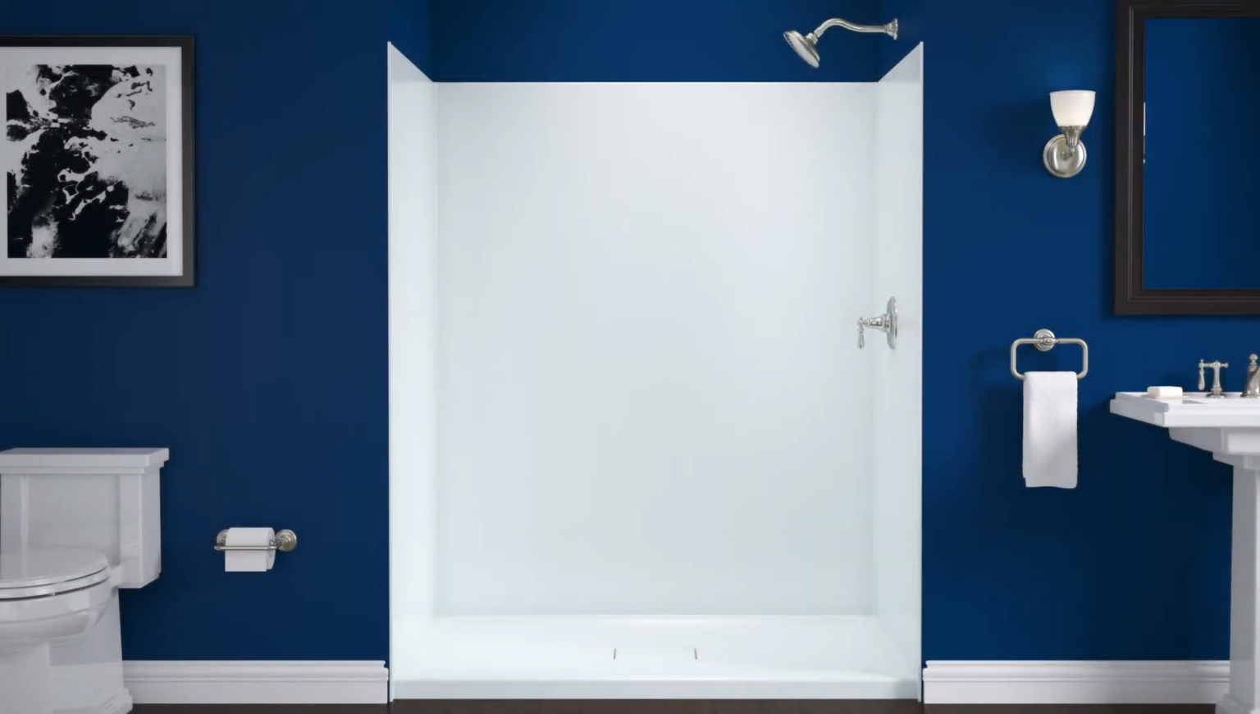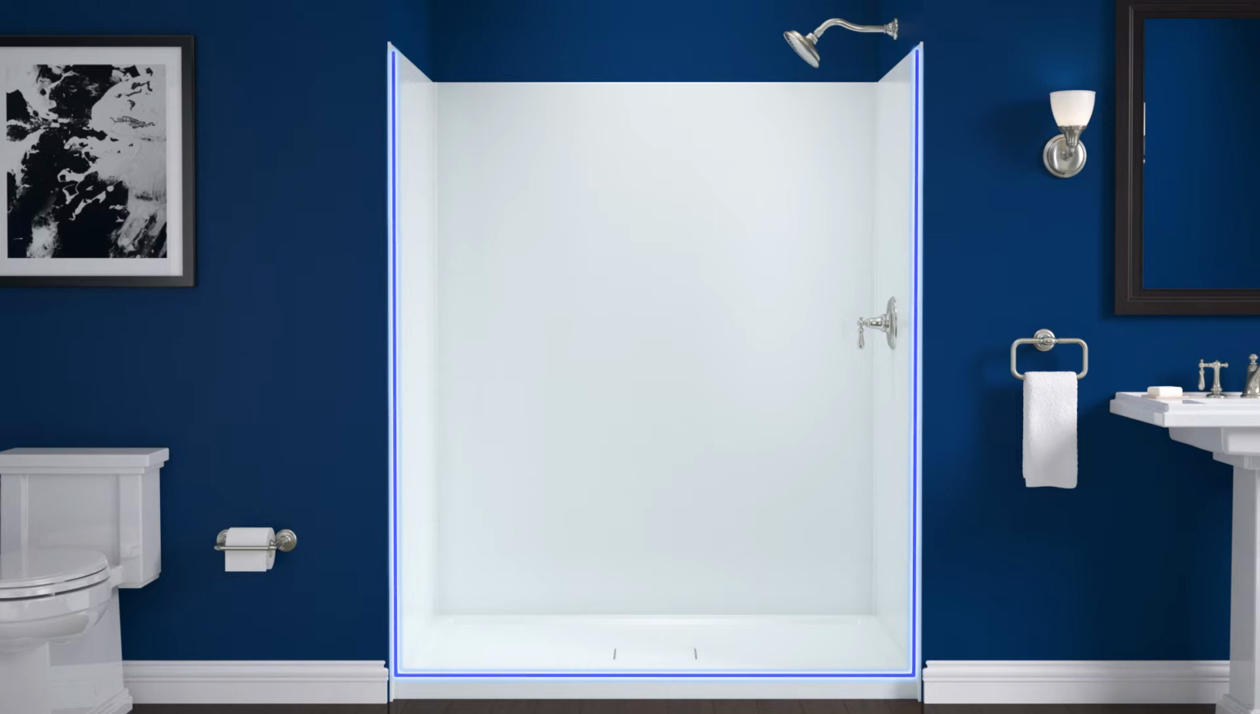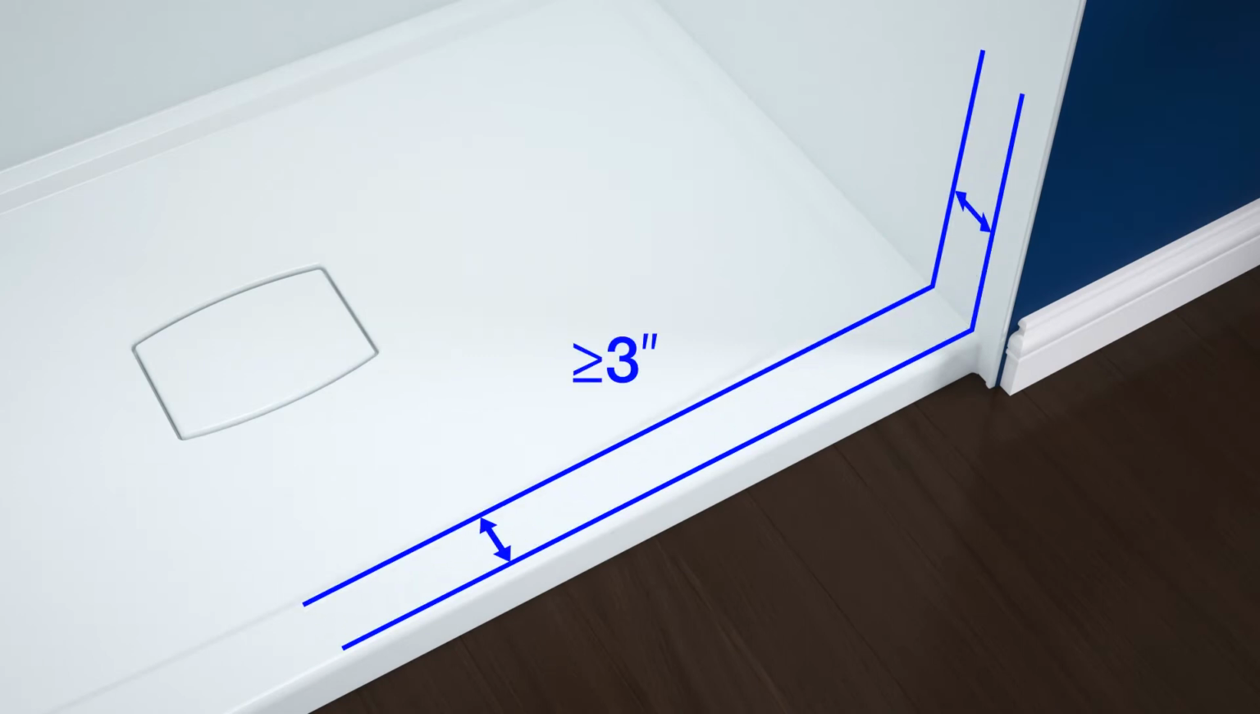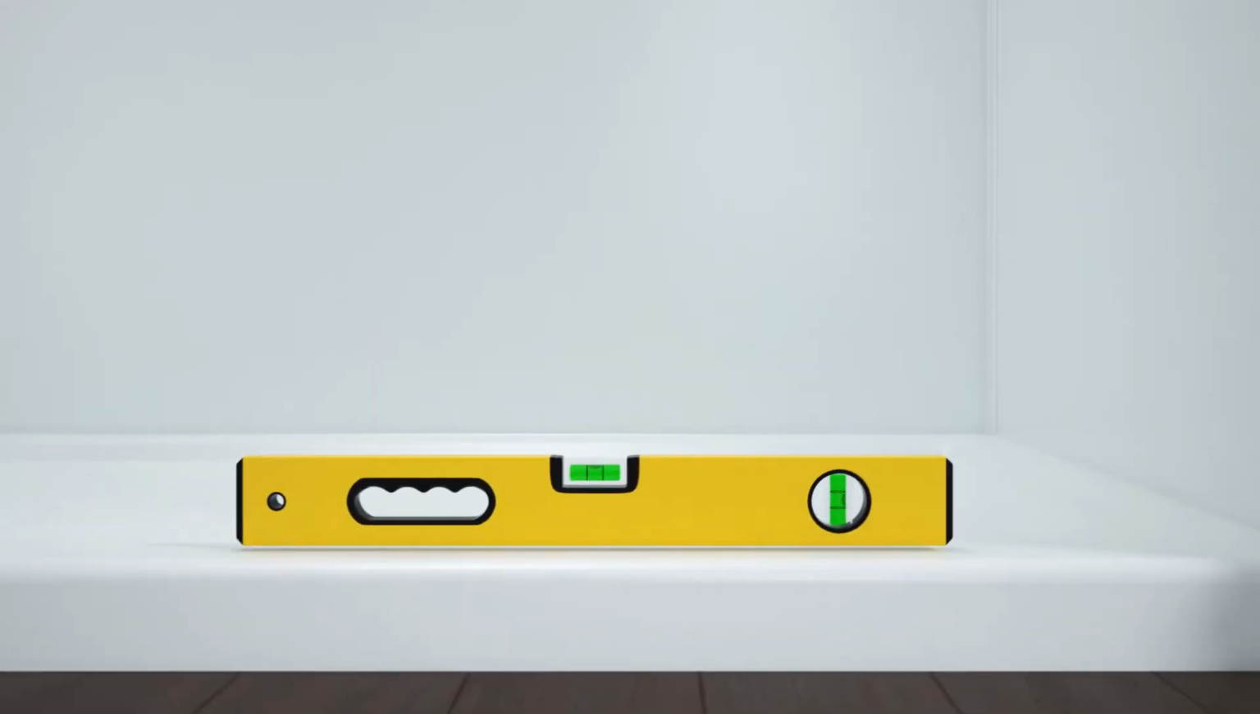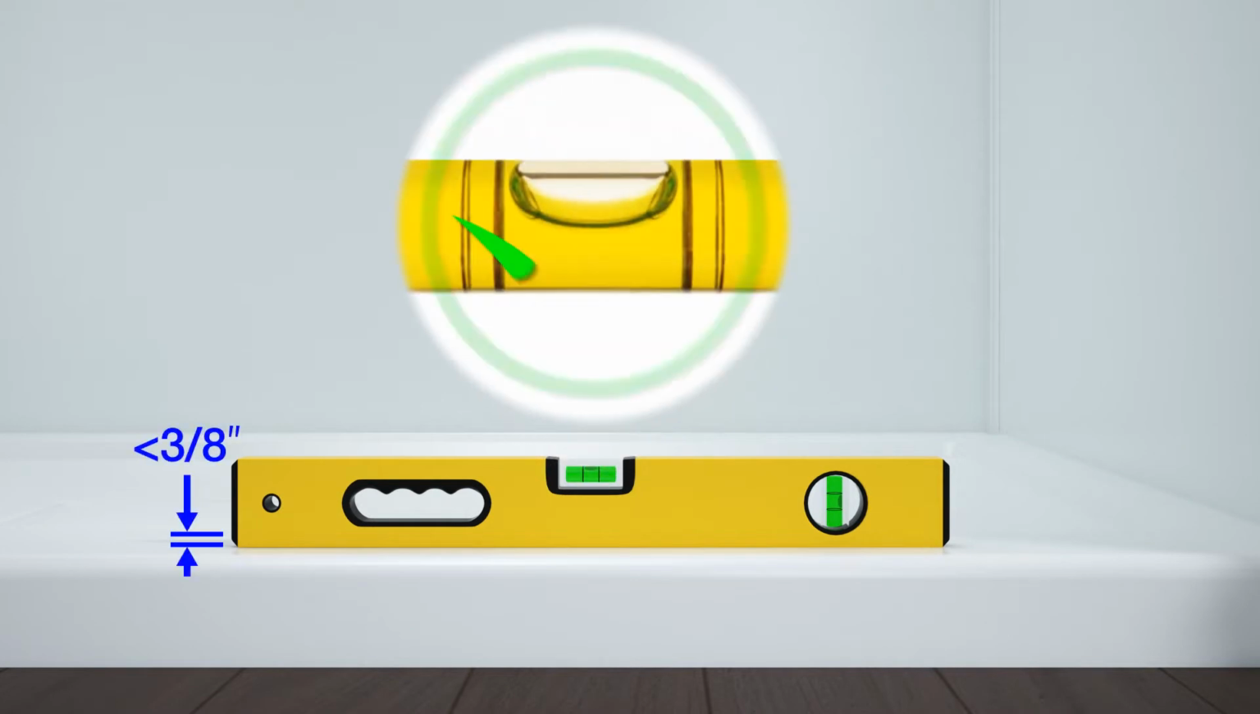Before you begin the installation, confirm the bath or shower ledge and wall meet the following requirements. The ledge and wall must have at least 3 inches of flat surface. The walls must be within 3/8 inch of plumb. The ledge must be within 3/8 inch of level.